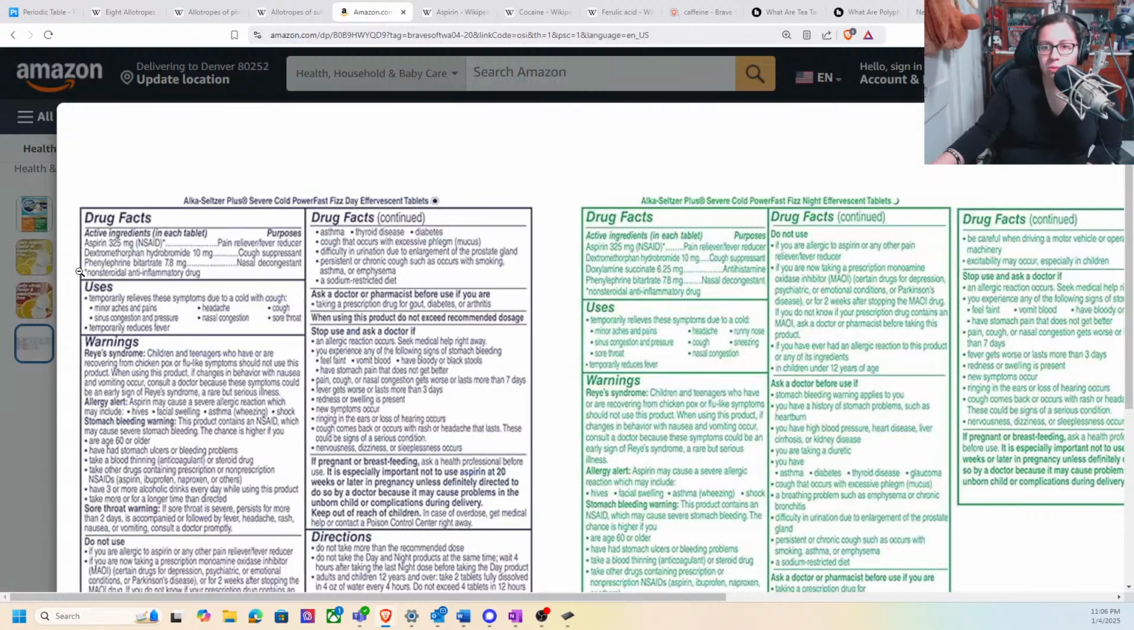Then we have other ones. So dextromethorphan hydrobromide, a cough suppressant. We could look that up, right? That would be another distinct chemical. Then phenylephrine bitartrate, for nasal congestion. So those are just the drugs, the chemicals.